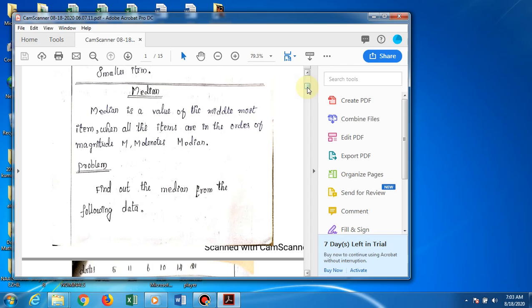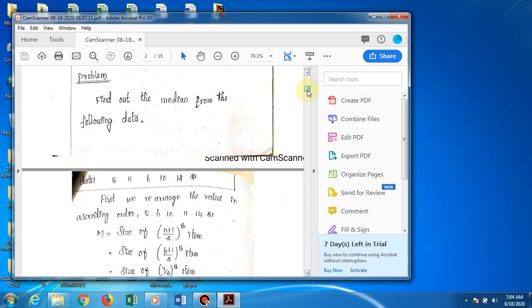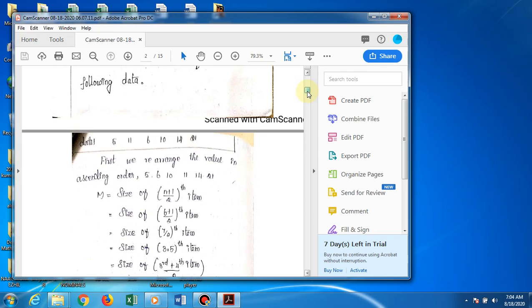See, median definition. Median is the value of the middlemost item when all the items are in order of magnitude, where m denotes the median. Median means middle value. There are formulas. You see, first problem, find out the median from the following data.